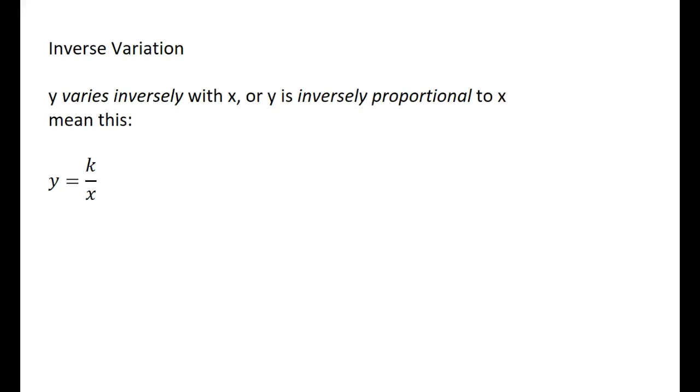Another type of variation is called inverse variation. And so when you see these phrases, y varies inversely with x, or y is inversely proportional to x, then here's the equation you have, y equals k divided by x. So direct variation, y is k times x. Inverse variation, y is k divided by x.